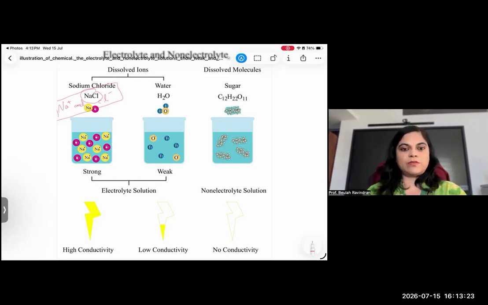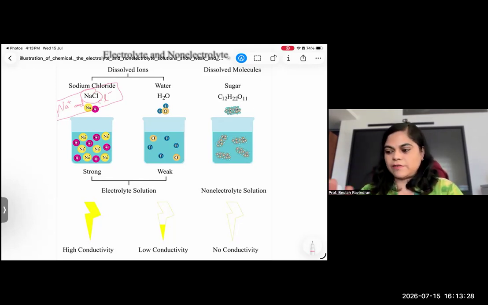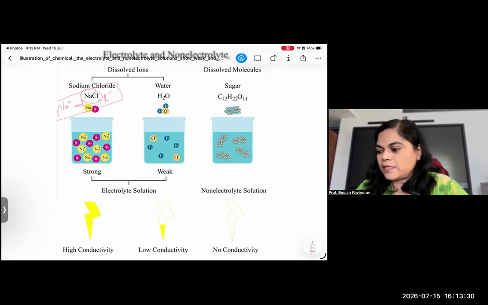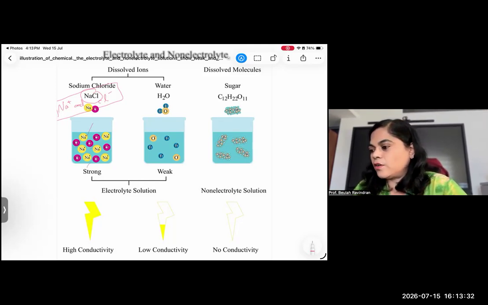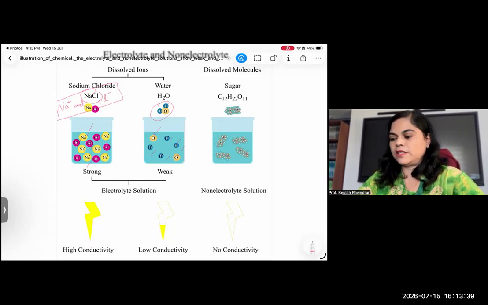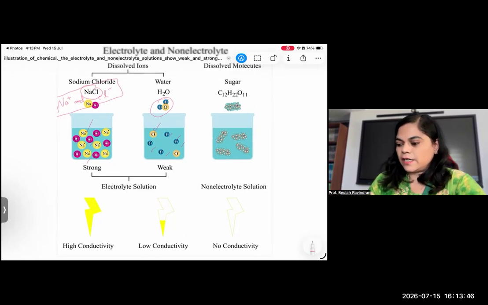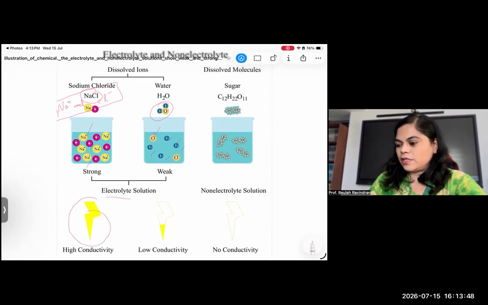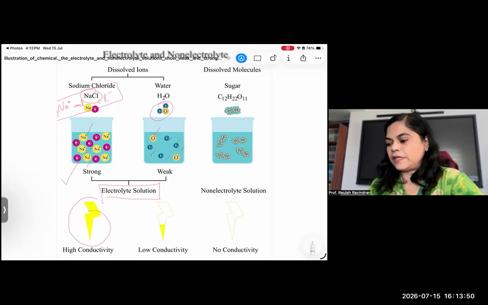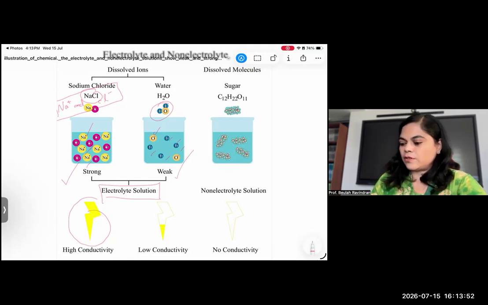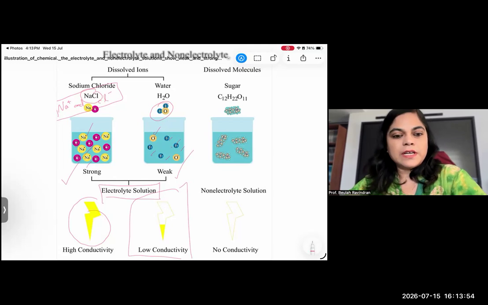So these mobile charges move towards opposite electric poles. When the voltage is applied, then there is a current flow. You know all these things. So there are Na+ and Cl− ions, and then water is also converted into ions, H+ and OH− ions. You might be able to see all these things. Right now, what will happen? This is a high conductivity electrolytic solution. This is a strong electrolyte. This one is a weak electrolyte. In this, you can see very low conductivity of electricity.